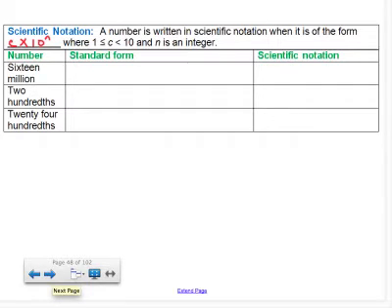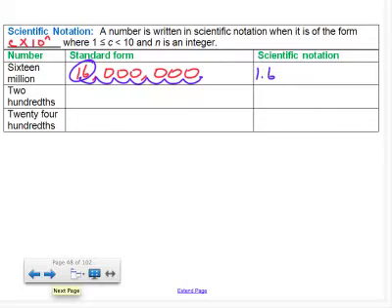So 16 million in standard form is 16,000,000. This is where the advantage of scientific notation comes in: we can work with really large or really small numbers and make them understandable. When I write 16 million in scientific notation, right now the decimal point's at the very end of this number, so I'm going to move the decimal point over 1, 2, 3, 4, 5, 6, 7 places.